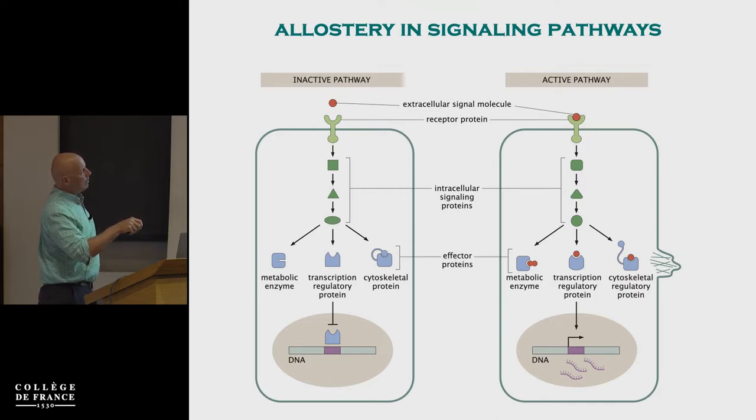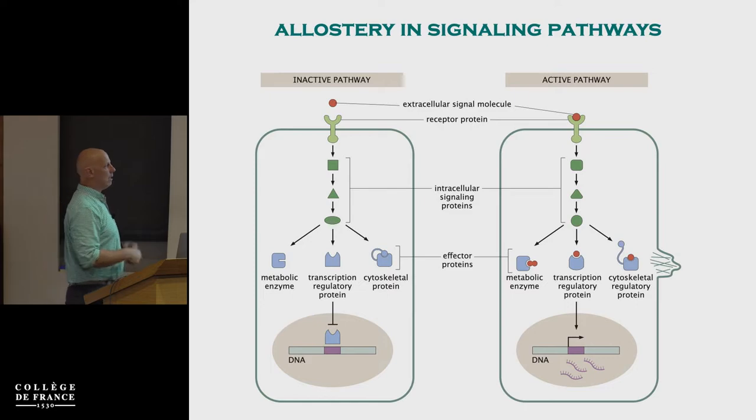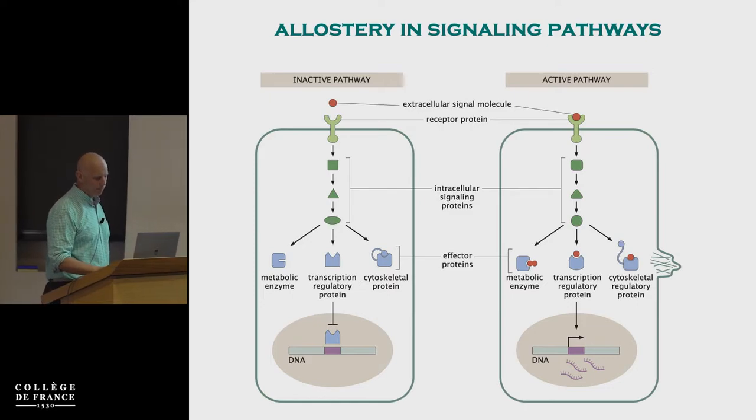In the presence of this ligand, now you see these things change shape. And that turns on this enzyme. It releases this transcription factor from the gene. And so the gene turns on. And it releases this tethered blue thing so that now cytoskeletal proteins can lead to cell motility.